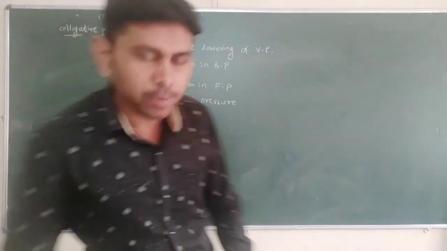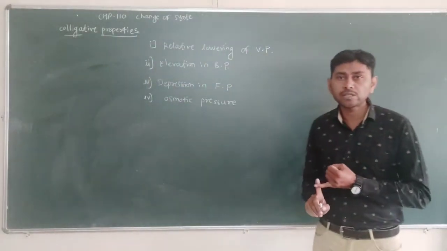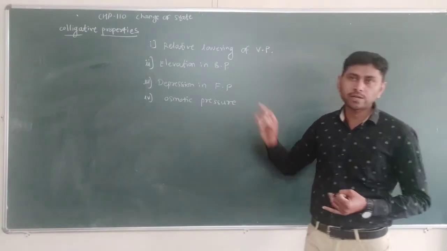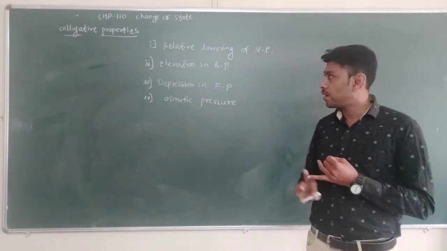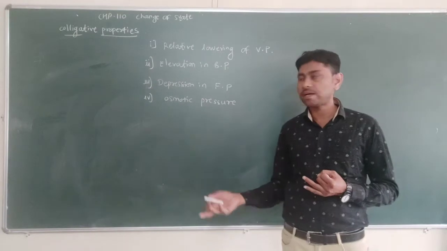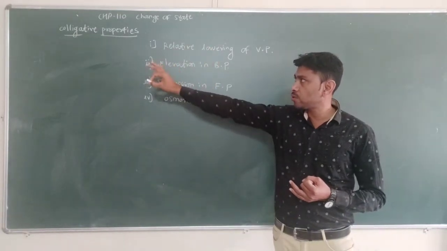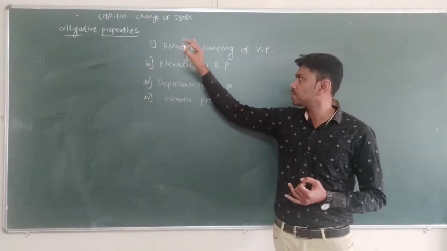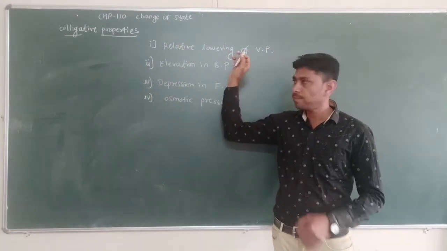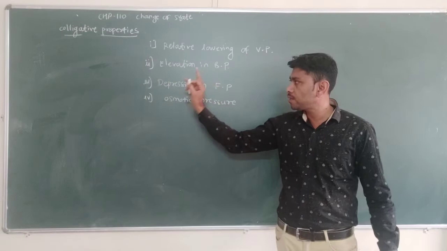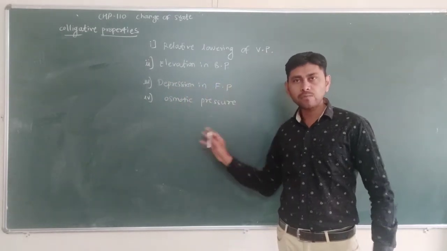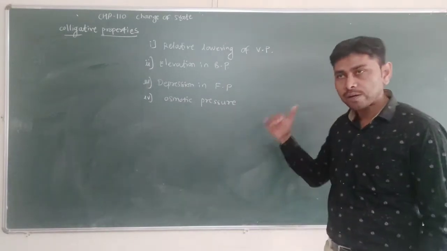Okay, so colligative properties are the properties which depend on the number of solute particles present in the solution and not the nature of solute particles. There are 4 types of colligative properties: relative lowering of vapor pressure, elevation in boiling point, depression in freezing point, and osmotic pressure. Let's see one by one.